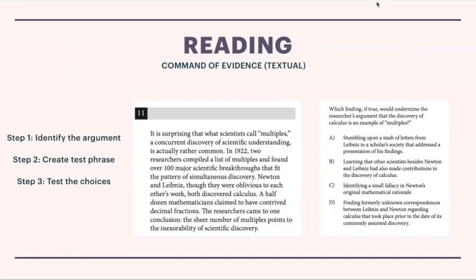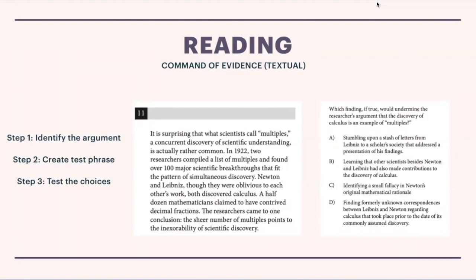In 1922, two researchers compiled a list of multiples and found over 100 major scientific breakthroughs that fit the pattern of simultaneous discovery. Newton and Leibniz, though they were oblivious to each other's work, both discovered calculus. A half-dozen mathematicians claim to have contrived decimal fractions. These researchers came to one conclusion. The sheer number of multiples points to the inexorability of scientific discovery.